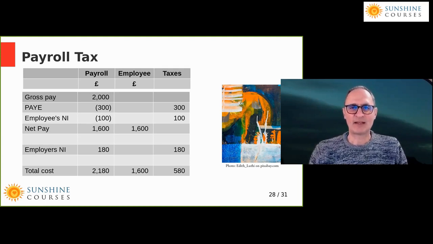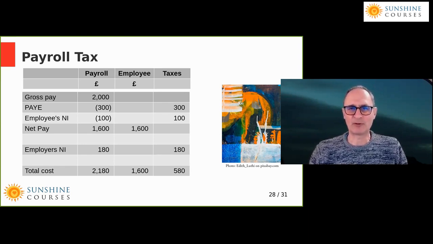And if you had a traditional tax system, you would pay the £2,000 to your employee. At the end of the tax year, the government would say, you've received £2,000, you owe us £300 of income tax, another £100 of employee's national insurance, you need to pay us £400. That's how a traditional system would work.